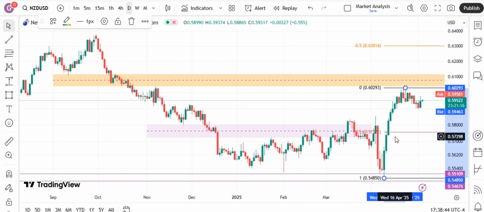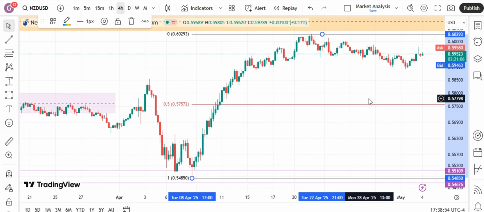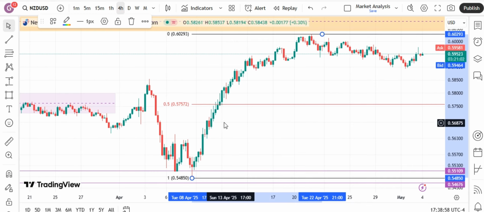If it goes below that too, that's fine. But I think it may not really necessarily go below that because of the breaker block. Otherwise, any movement down, this is where I want to see it find some support here because of this other block here. All right.